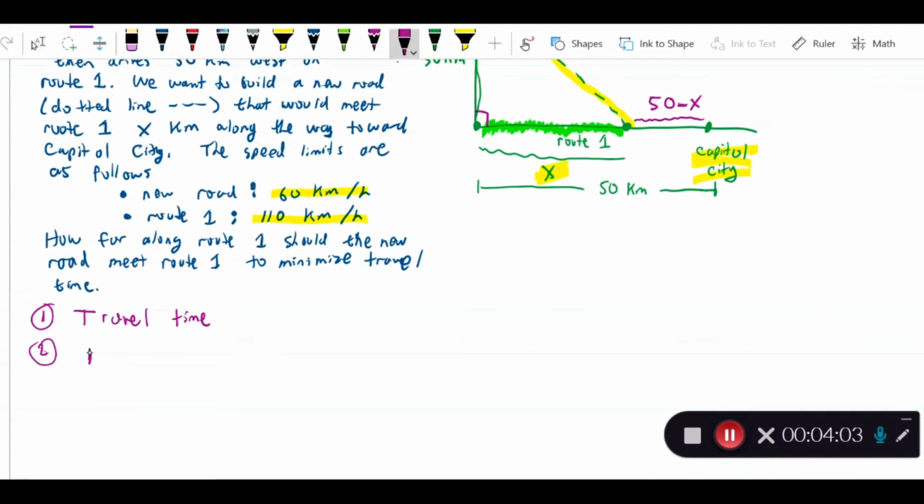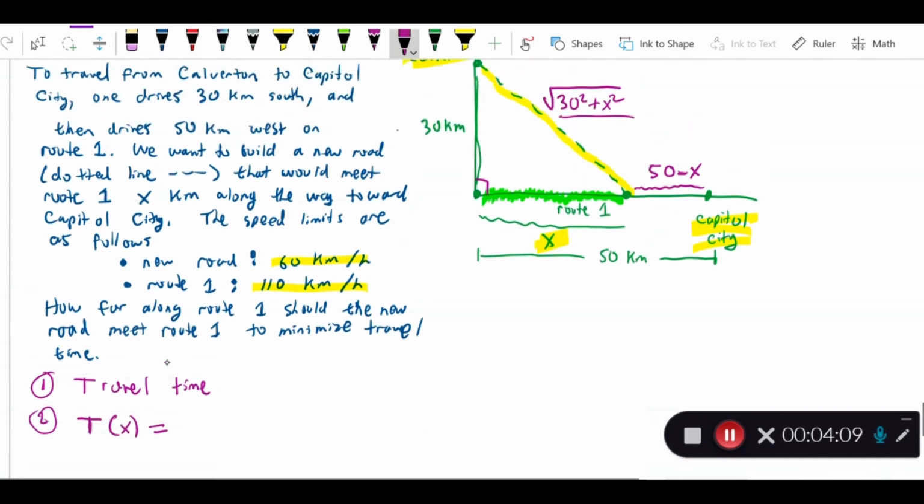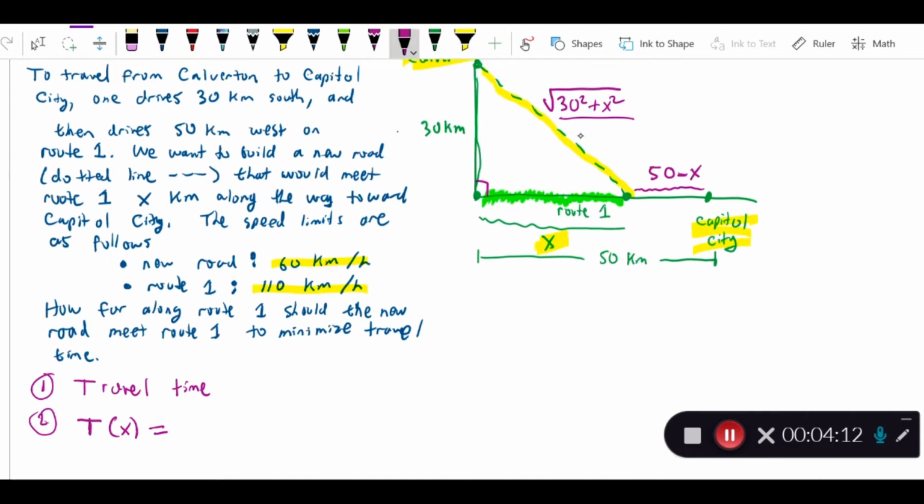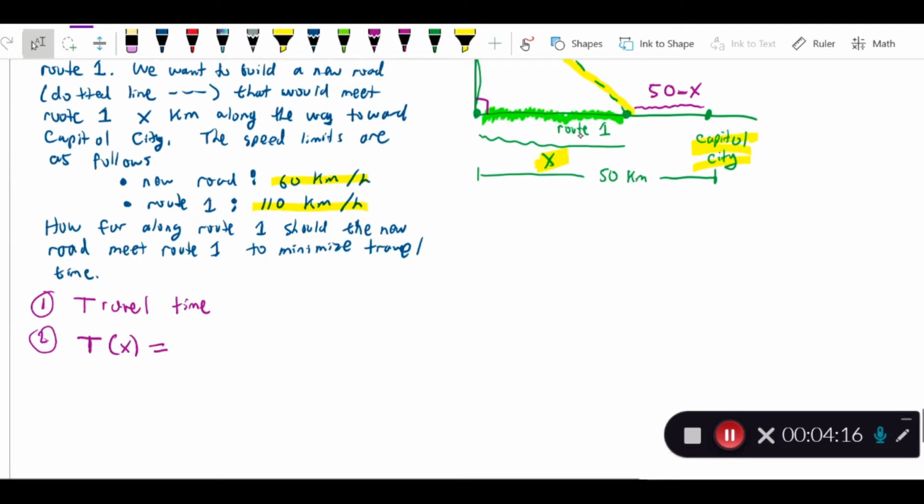So let's figure out travel time. We're going to be able to write it as a function of x, equal to the distance traveled on the new road divided by the speed limit. You can figure out why that is, just using units, by the way. Time is equal to distance over speed. Let's do it in kilometers. It's going to be kilometers over kilometers per hour, which gives us kilometers times hours over kilometers, which equals hours. So that would give us the right units.